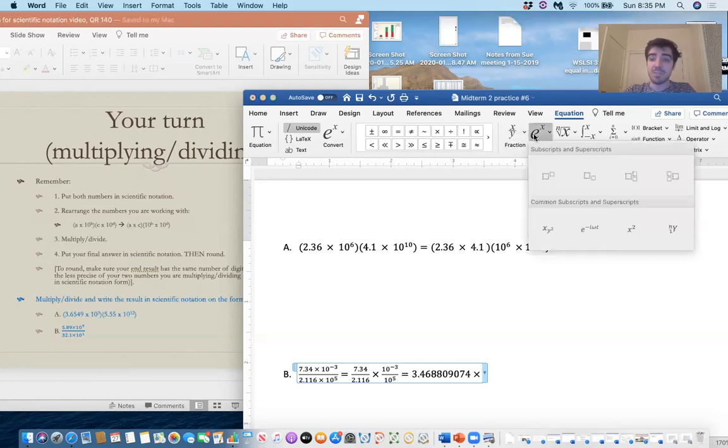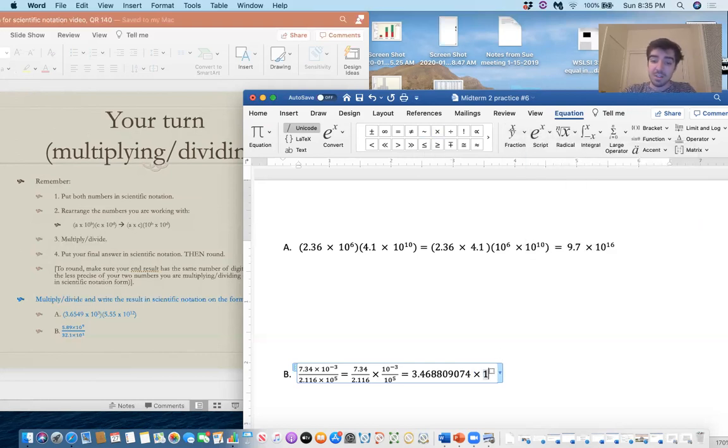Then times 10 to the, okay, we have 10 to the negative 3 divided by 10 to the 5th. Remember up here when we were multiplying the two numbers with the same base, we added the exponents. Since we're dividing two numbers with the same base, we're going to subtract the exponents. Negative 3 minus 5 should give us an exponent of negative 8.